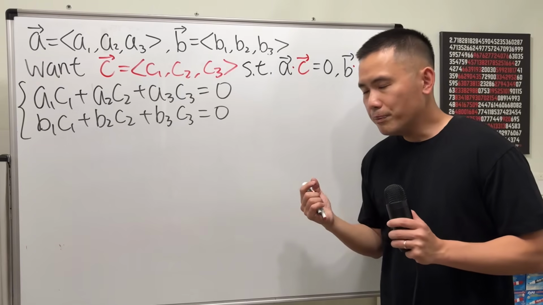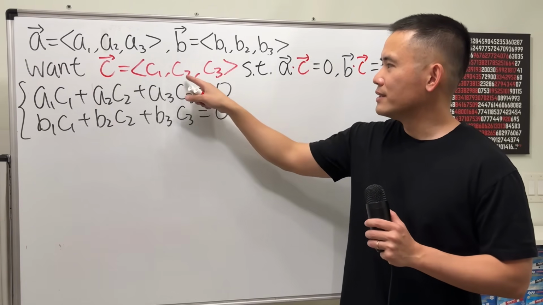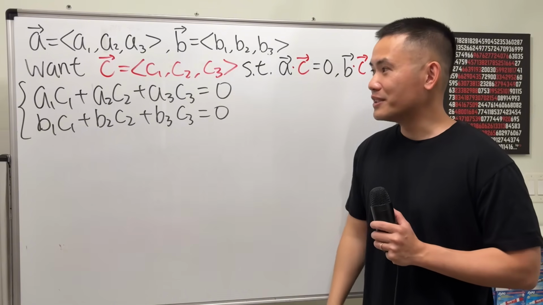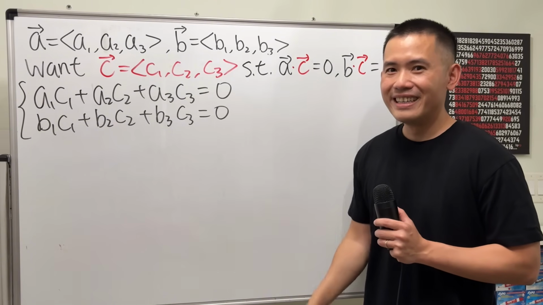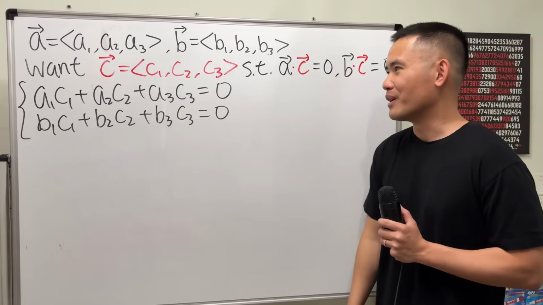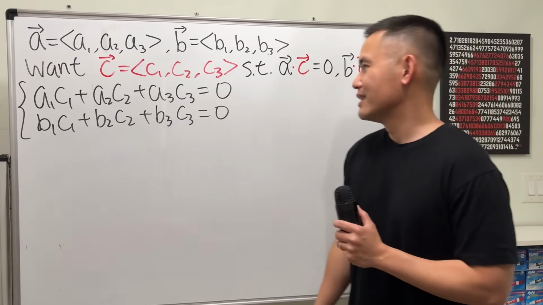Now, remember the goal is to find C1, C2, and C3. You can see that this system of equations has a lot of variables. The answer is not going to be unique. It's okay, we just want to come up with one of them. This is how we are going to do it.